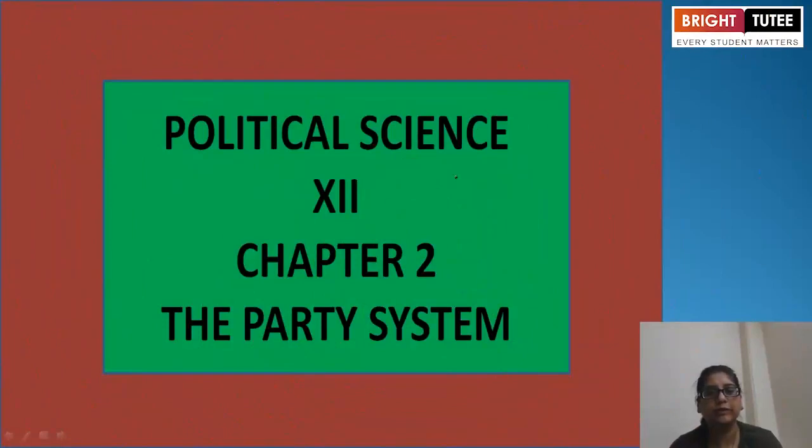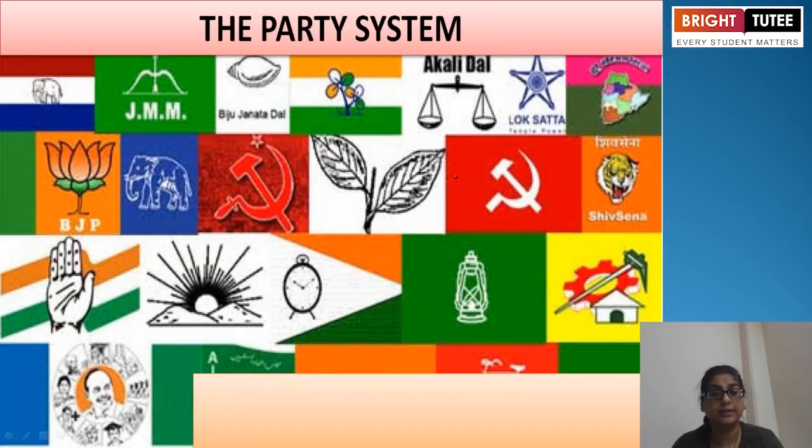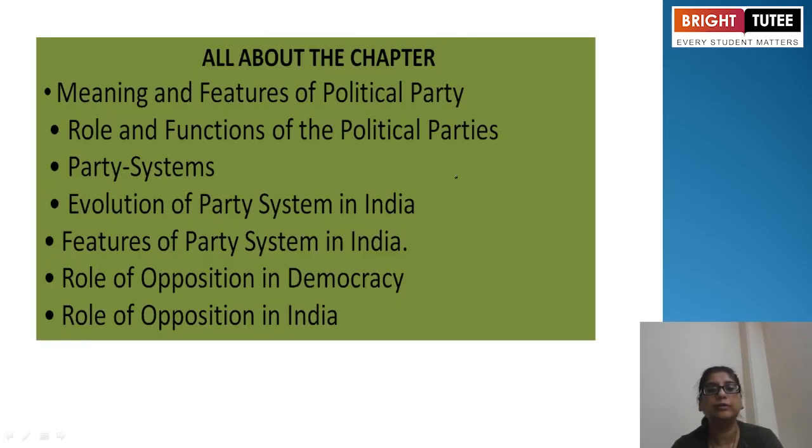Hello students, today we are going to start chapter number 2, the party system, of Political Science, class 12. These are the symbols of all the parties available in India. Now what we are going to do in the chapter: the meaning and features of political party, role and functions of the political party, party system, and evolution of party system in India, features of party system in India, role of opposition in democracy, and role of opposition in India.